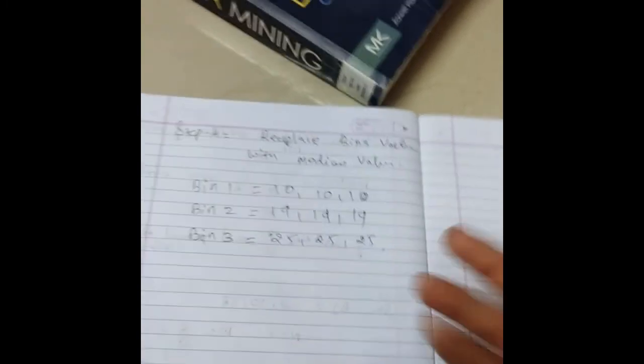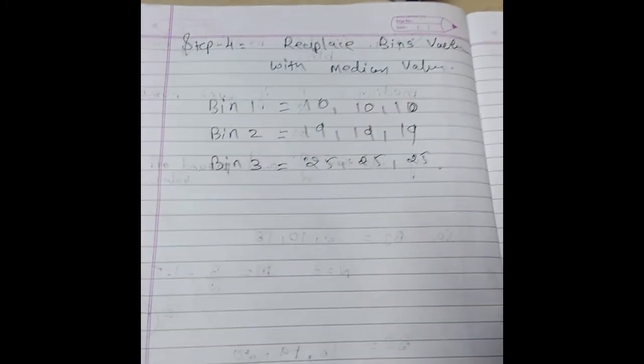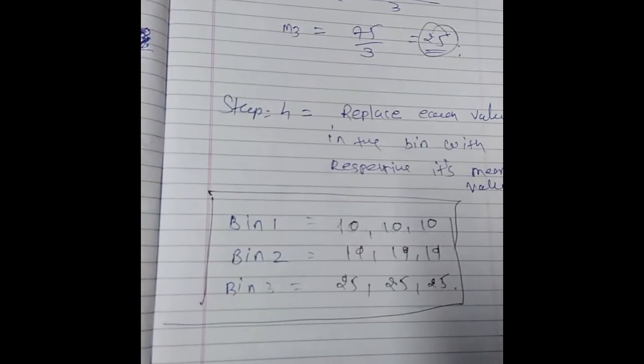So this is the final result. So this is how we can do the smoothing by bin median.